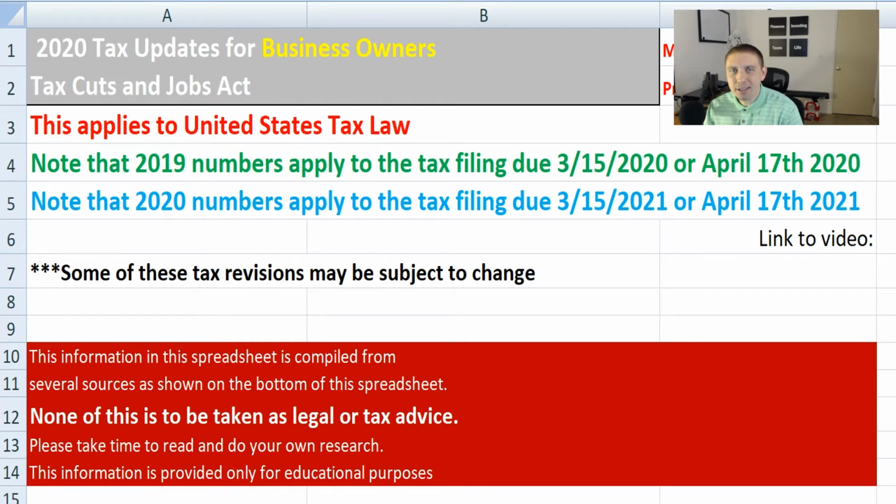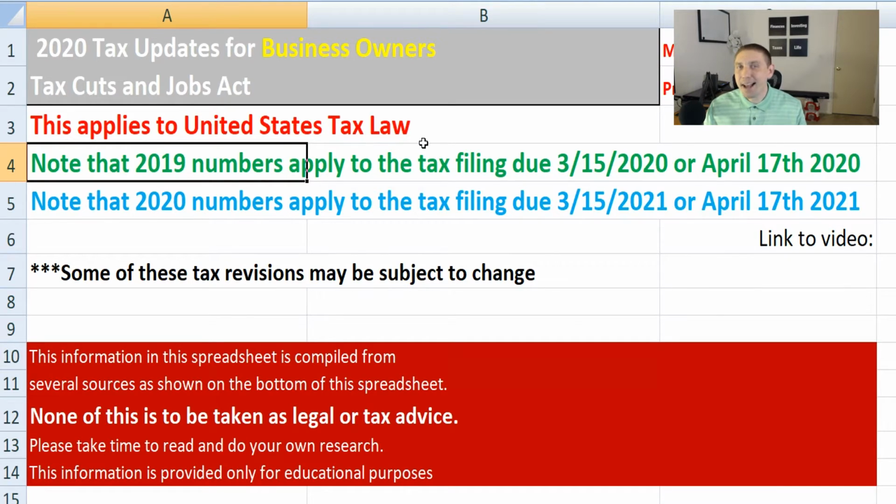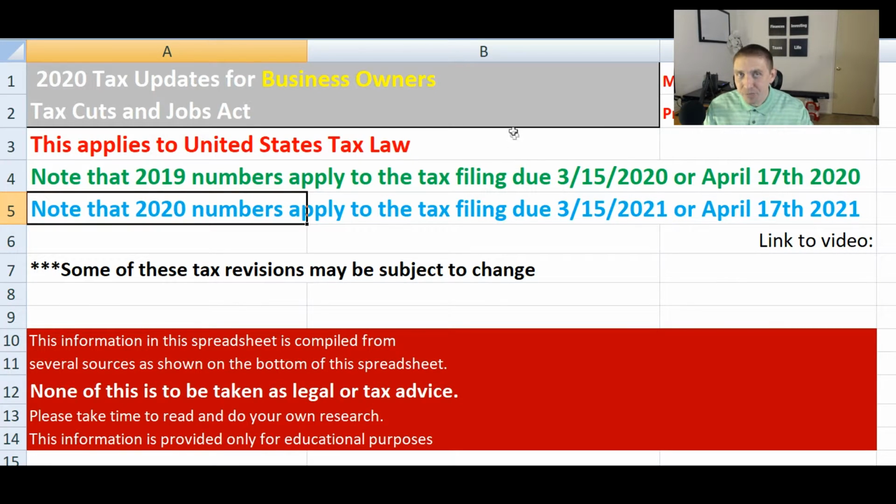Just so you know, the tax law that we're talking about applies to United States federal tax laws. It's very important to note that the 2019 numbers on this spreadsheet apply only to tax year 2019. That tax filing is due 3/15 of 2020 or April 17th of 2020, depending upon which entity you operate. The numbers for 2020 apply to the tax filing that is going to be due 3/15 of 2021 or April 17th of 2021. So just keep those things in mind and let's move on down the spreadsheet.